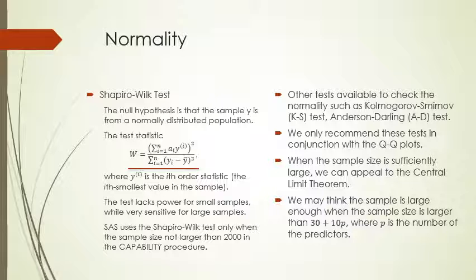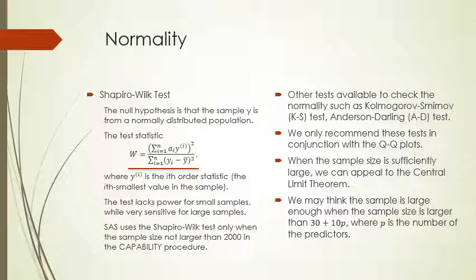The test lacks power for small samples, while for large samples it is very sensitive and may reject the null hypothesis for mild non-normality. SAS uses the Shapiro-Wilk test only when the sample size is not larger than 2000 in the capability procedure. There are other tests available to check the normality, such as the KS test, AD test, etc. We recommend these tests in conjunction with the QQ plots.